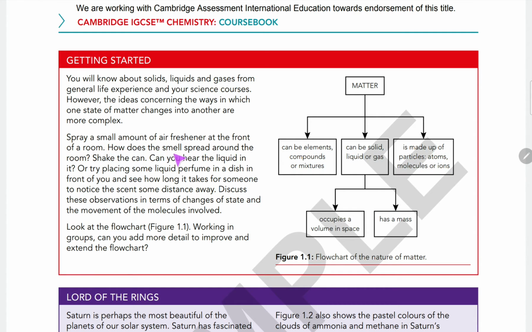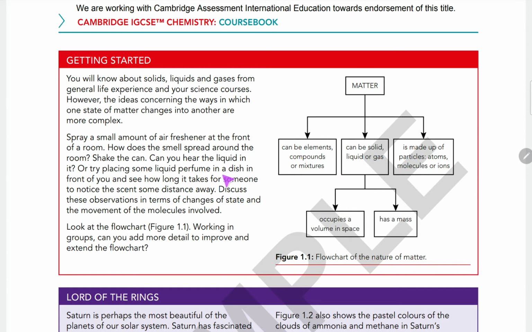So spray a small amount of air freshener at the front of a room. How does the smell spread around the room? Because we know that here the particles have high freedom of movement, because it is in the gaseous state. So they will spread over. It will be in random movement, right? Random motion. So shake the can. Can you hear the liquid in it?